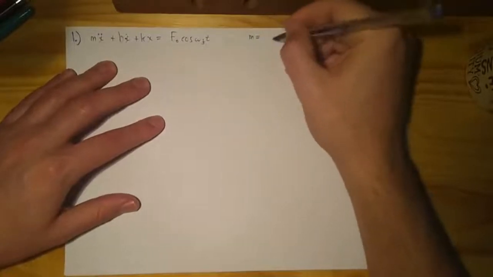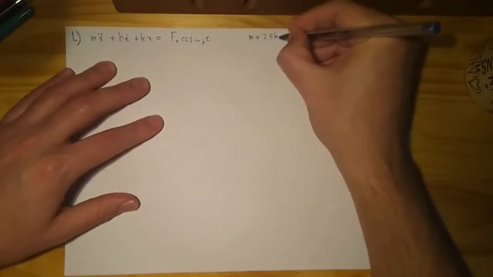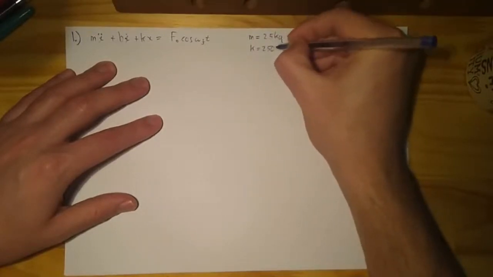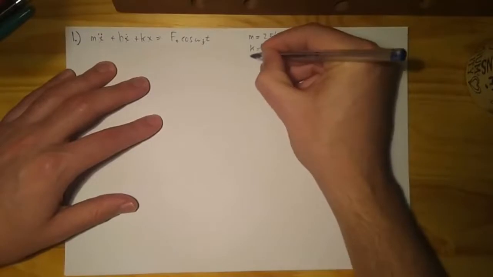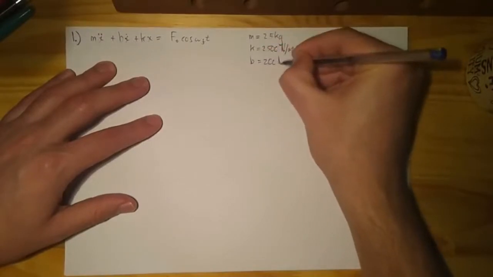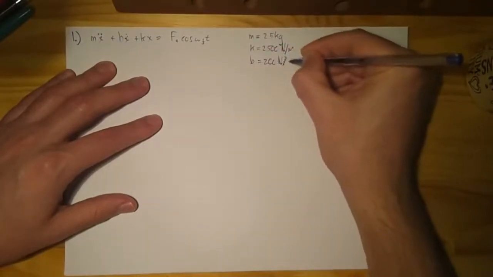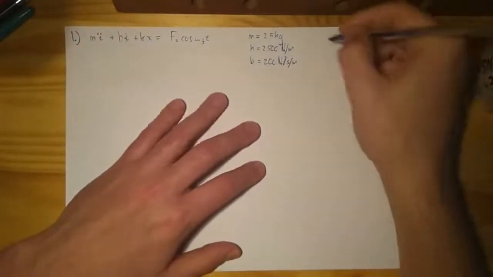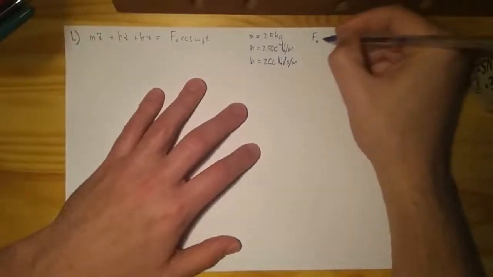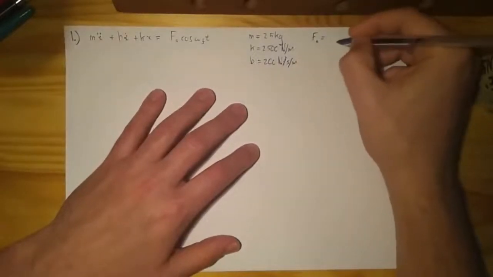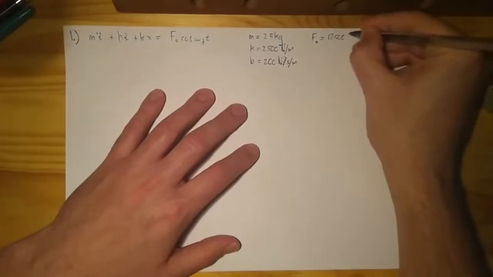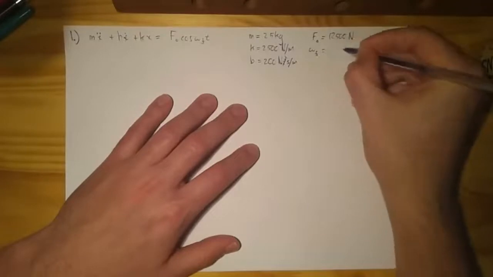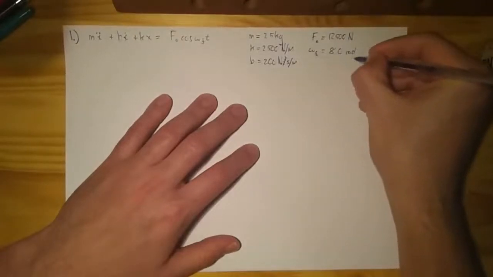So mass is 25 kilograms, and the spring constant is 2,500 newtons per meter. The damping constant is 200 newtons per meter per second, so newton seconds per meter. Okay, and the amplitude of the external force is 12,500 newtons. Good, and it's being applied at the frequency of 8.0 radians per second.